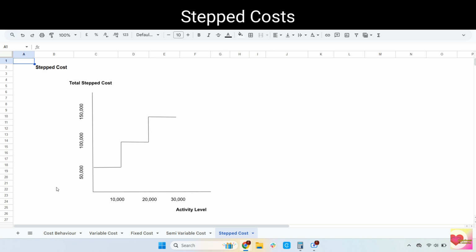An example of a step cost is the factory rent. For example, the factory rent of 50,000 can produce up to 10,000 units. If the company wants to produce an additional 5,000 units, they may rent another factory, which costs another 50,000. So they can produce up to 10,000 more units. So these are the four cost classifications by behavior. We will still encounter this in the next video, which is about the unit and total cost and the overheads absorption.